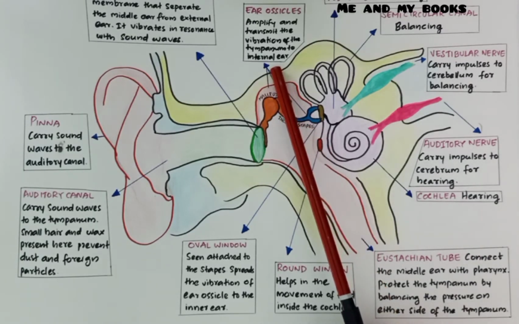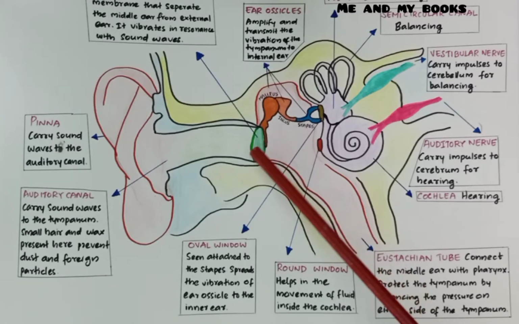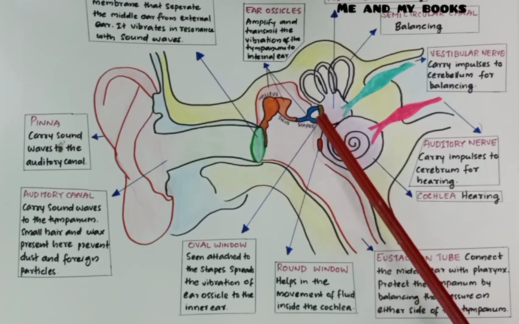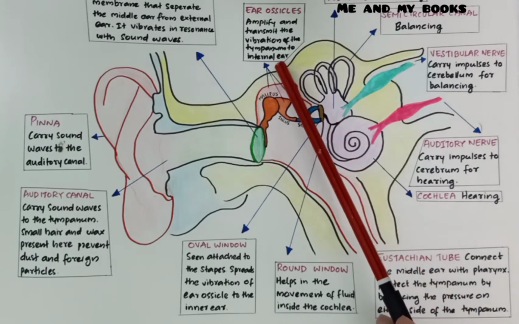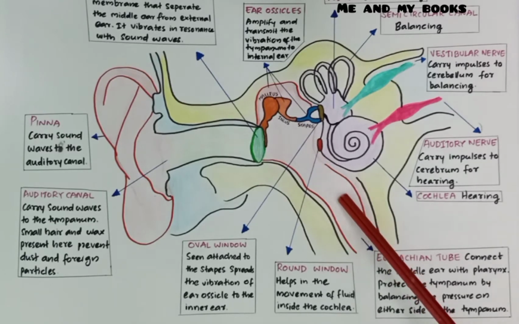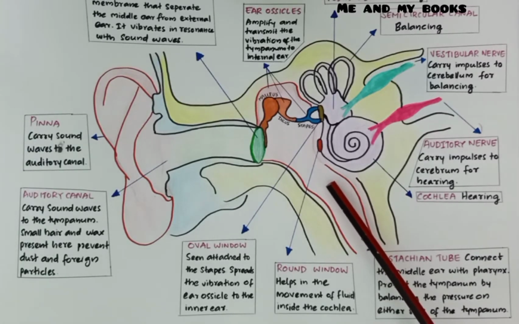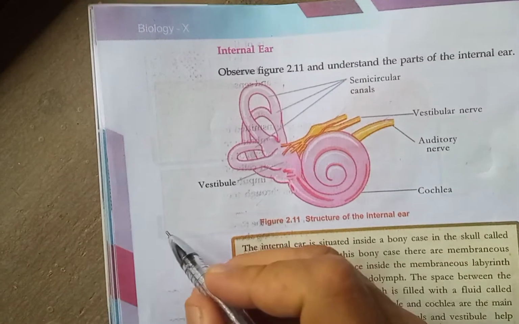What do the ossicles do? They amplify and transmit the vibration of the tympanum to the internal ear. There are two windows, the oval window and the round window, which I will explain later. The extension tube connects the middle ear and the pharynx, protecting the tympanum by balancing the pressure on either side of the tympanum. I already told you it connects the middle ear and pharynx.